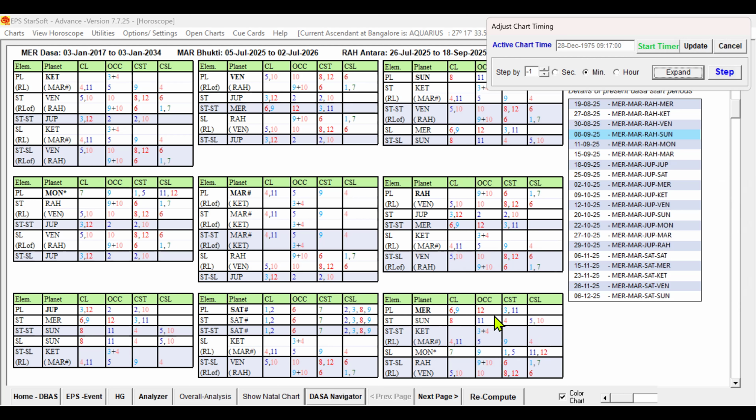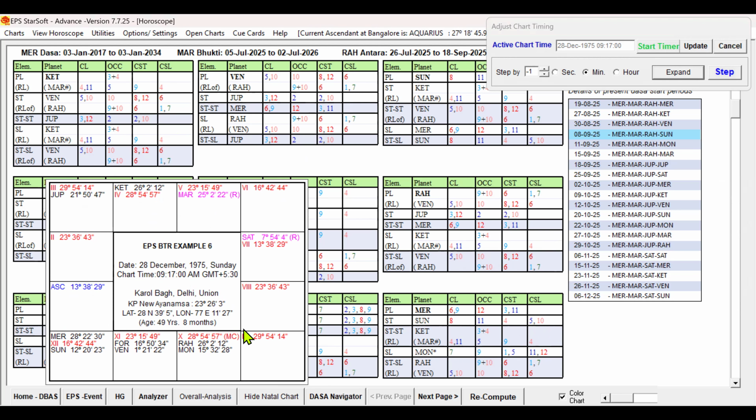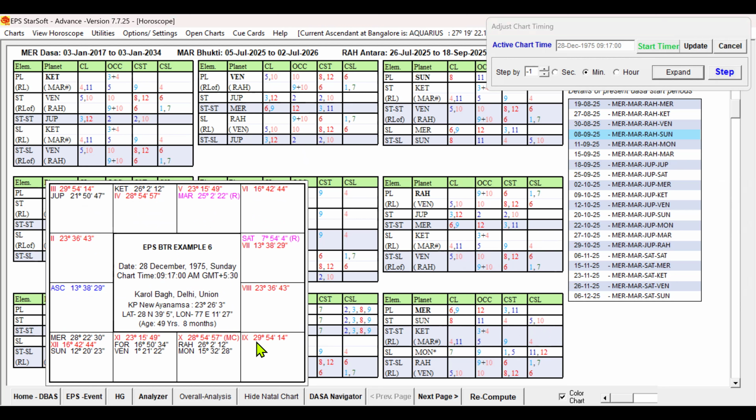So now when I reduce the birth time, Mercury, let me check here. You can see the ninth lord has become Mercury. The ninth cusp moves to Mercury, Virgo. And similarly, the third cusp is moved to Jupiter. So there is no cuspal interception now.